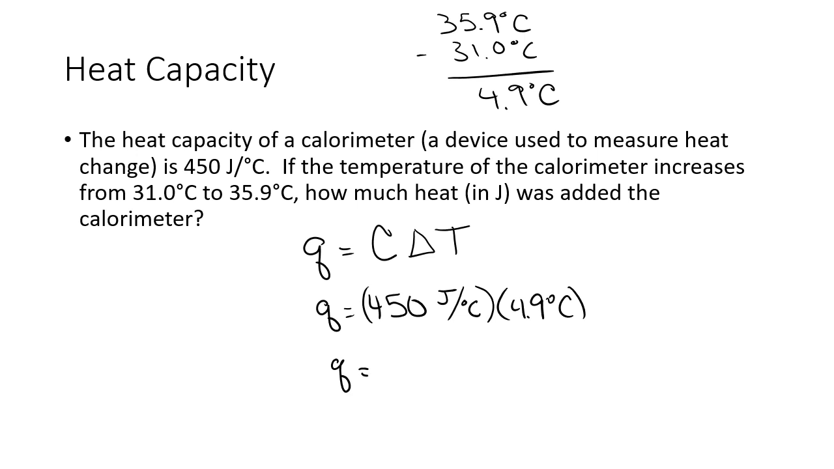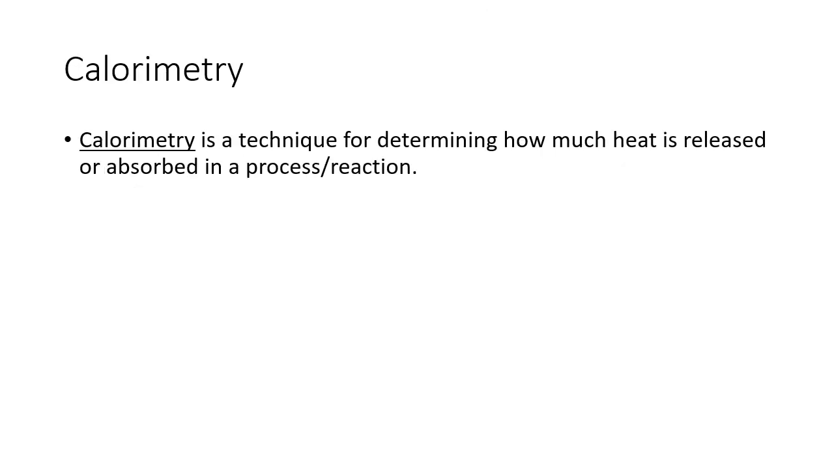The calculator is going to show me an answer of 2,205 joules, but for this problem I should only have 2 significant figures, so I'd really want to just keep the first 2 and then have the others as zeros since I'm not rounding anything up. And so I would say that the heat absorbed by the calorimeter is 2,200 joules. Calorimetry is a technique for determining how much heat is released or absorbed in a process or a reaction.